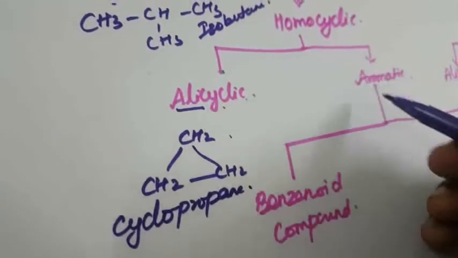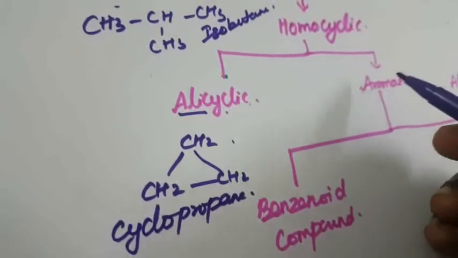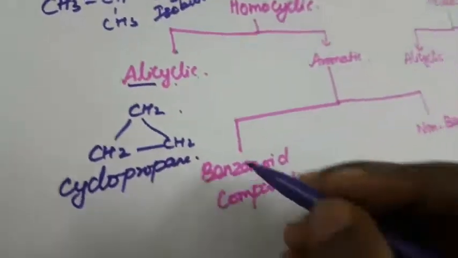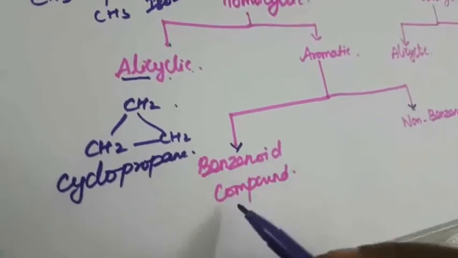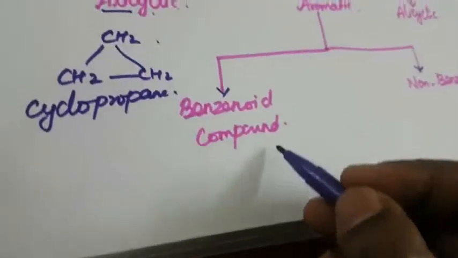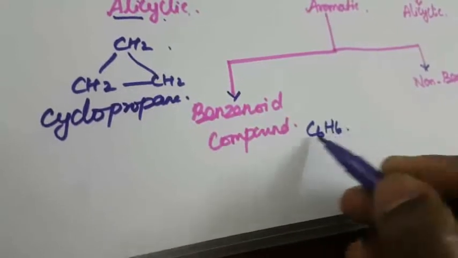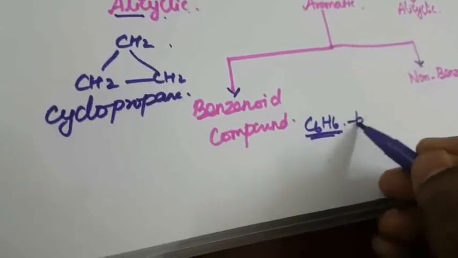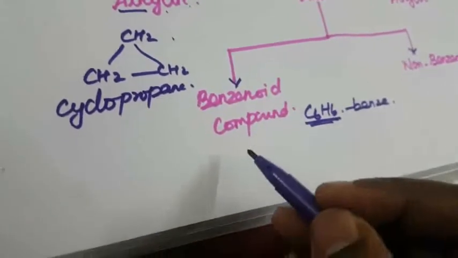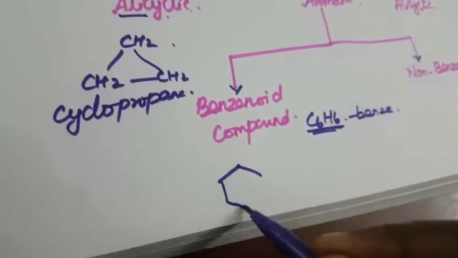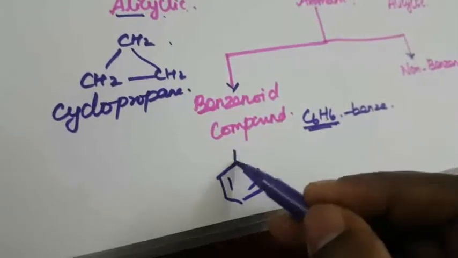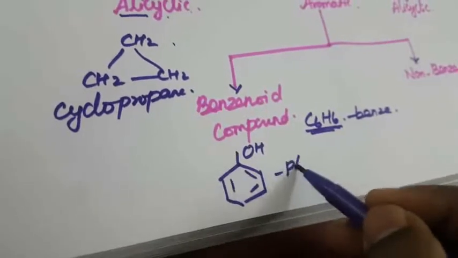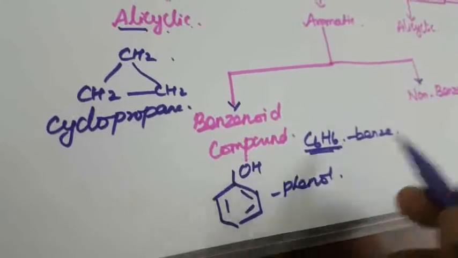So what is meant by aromatic compound? Aromatic compounds are again classified as benzenoid, that is benzene-containing compounds, or non-benzenoid. What is meant by benzene? That is a 6-member ring, C6H6, that is called benzene. This is the structure of benzene. How to write the structure of benzene? Benzenoid compound. So this is the structure of benzene. This is benzene. What is the OH? That is called phenol. This is called a benzenoid compound.